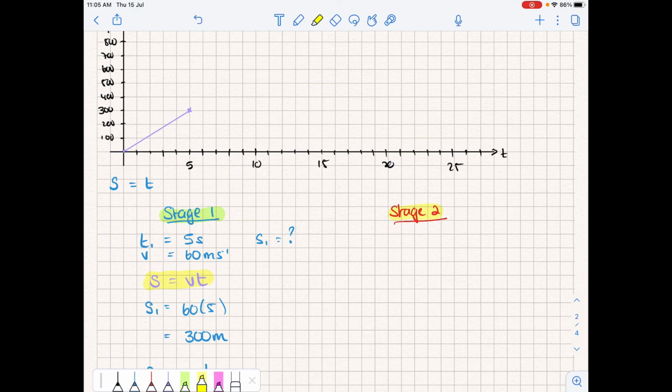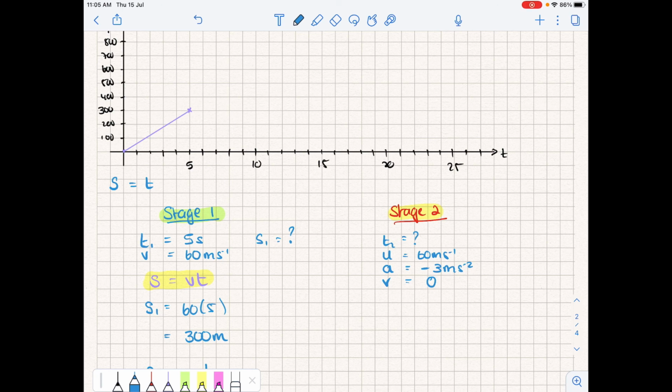Now we want to distinguish stage 2 from stage 1. So we're going to call this time 2, and this is unknown at this stage. We know the initial velocity is 60 meters per second. We know that the deceleration is 3 meters per second squared. That's why it's negative acceleration. And we want the final velocity to be 0, because the car comes to a rest.